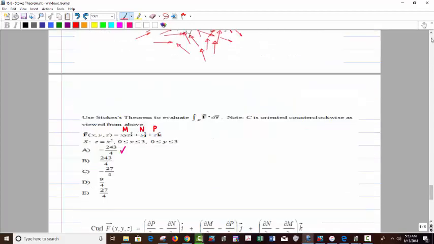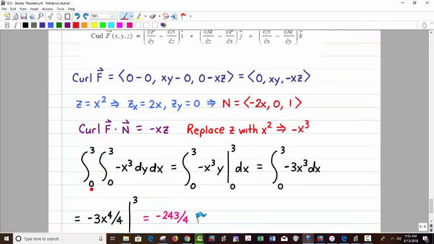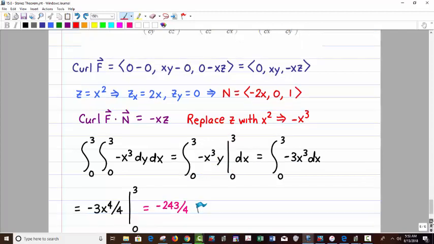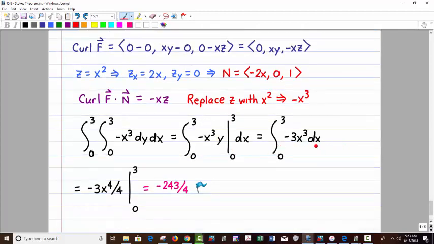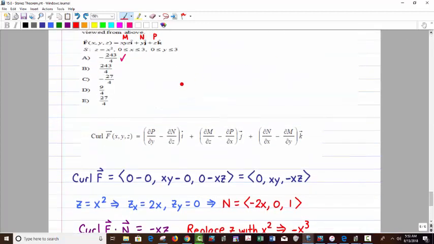And this was a rectangular region, I assume. Double check that. Oh, yep, that makes it nice and easy. So we go 0 to 3, 0 to 3, negative x cubed dy dx. So it's negative x cubed y, which is 3 and 0, puts a 3 in there. So it's negative 3x cubed dx. The antiderivative of that would be negative 3x to the 4th over 4. Put in 3, put in 0, and you get negative 243 over 4. Let me double check that. Ta-da! There it is. And that concludes this video on the Stokes Theorem.